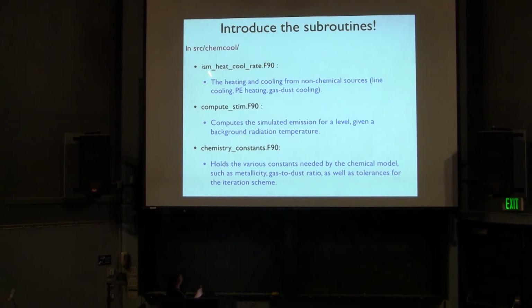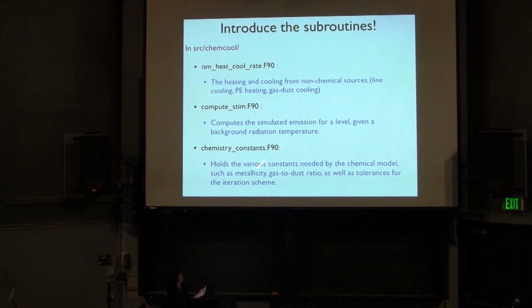There's also a separate subroutine which stores the ISM heating and cooling. So that's got your C+ cooling, your gas-dust transfer, and the photoelectric emission, etc. There's also one which will compute the stimulated emission. You have to do this for working out the amount of cooling you have from C+. You have to work out how much of the energy level population that you have is actually being excited by stimulated emission, not by collisions. So that works that out for you.